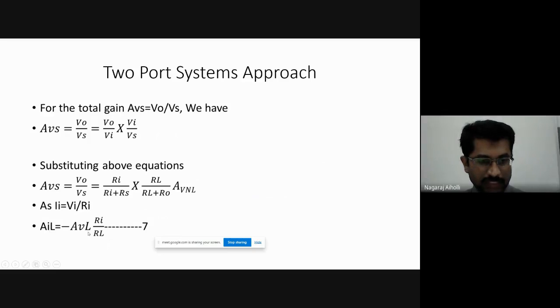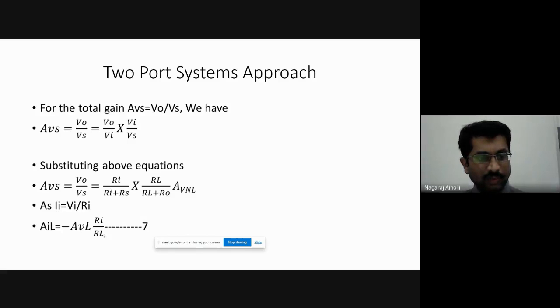This is for one stage. Now we are calculating for two stage. Therefore, this will be total current gain AIT. That will be equal to AVL, this will be nothing but AV total, for the total gain of the system, minus AV total voltage gain of the system into RI. RI will be the first stage input resistance, that is ZI, that divided by RL.